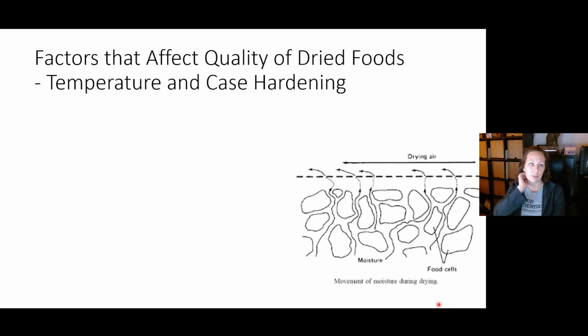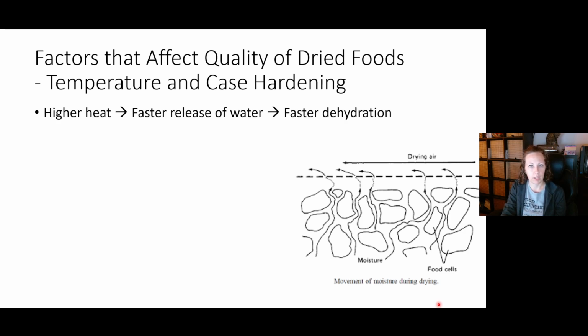And the third factor that affects the quality of dried foods is temperature, and it's a combination thing, balancing the temperature and case hardening. So what is case hardening? Well, let's talk about temperature first. The higher your heat, the faster water is released and the faster dehydration you get. Pretty simple. But there is a little wrench that can get thrown in with certain foods.